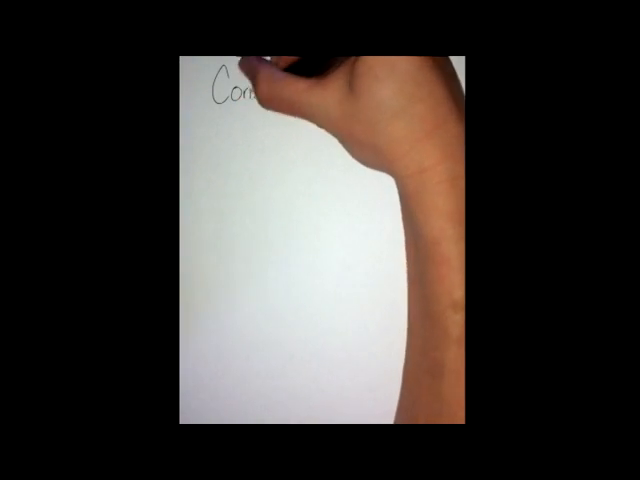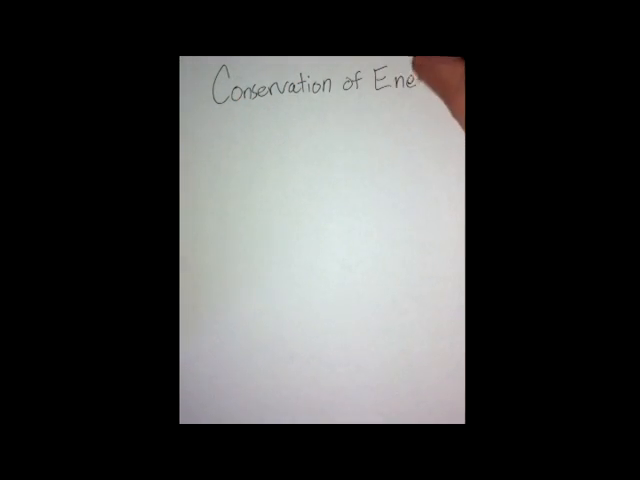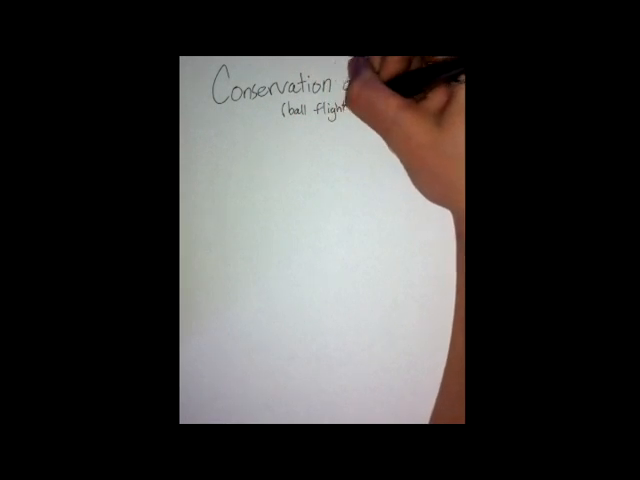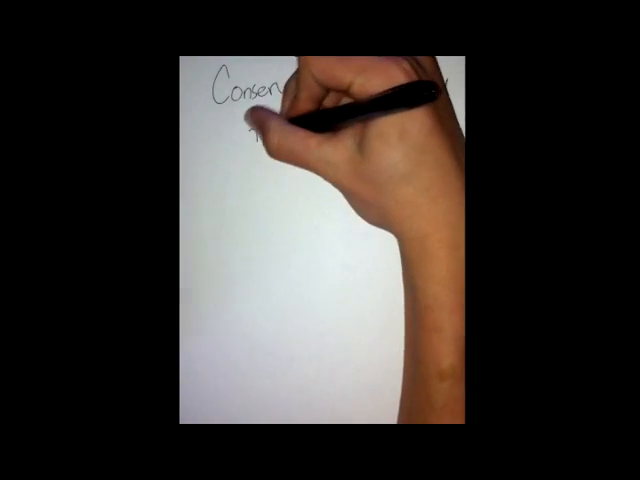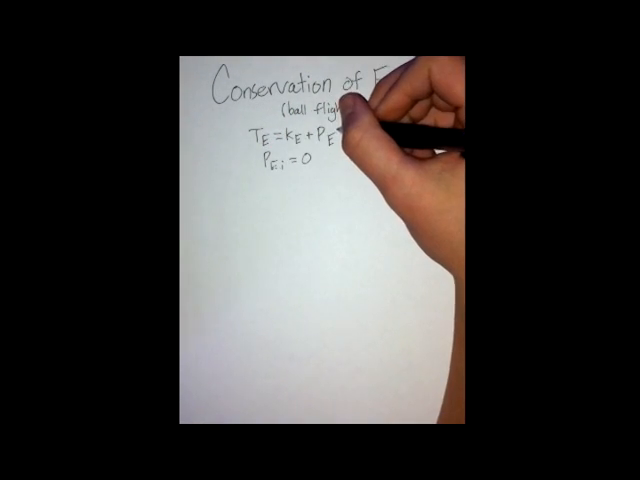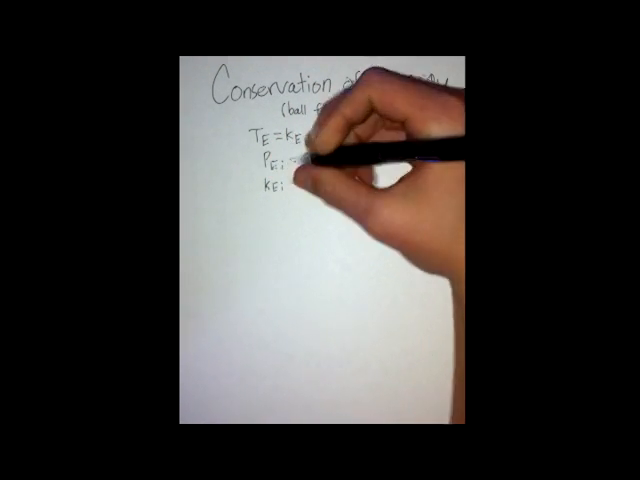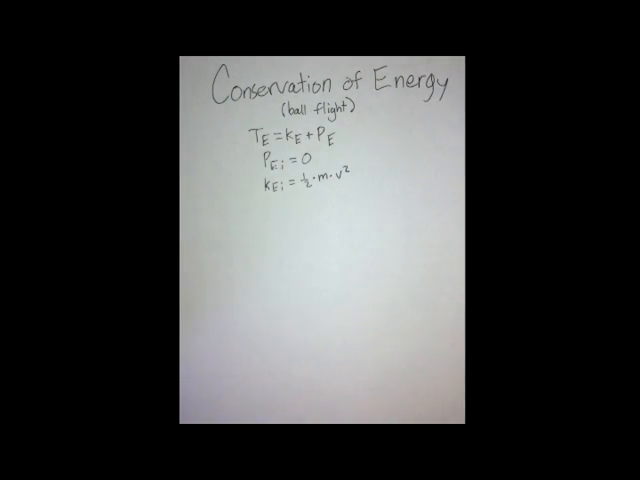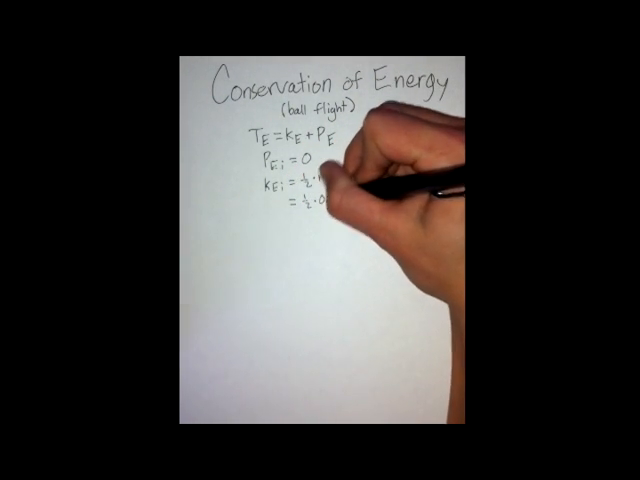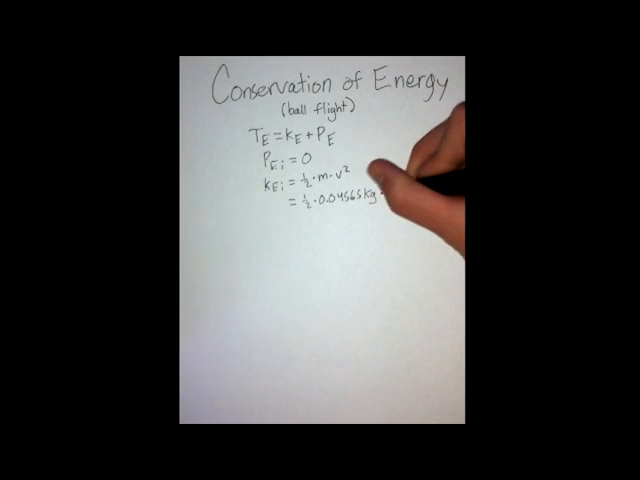The conservation of energy during the flight of the ball involves the transfer of kinetic energy to potential energy and vice versa. Now, the total energy is the sum of the kinetic and potential energies. Now, the potential energy is initially 0 because the ball is at ground level. The kinetic energy is 66.11 joules due to the ball's initial velocity of 53.82 meters per second.